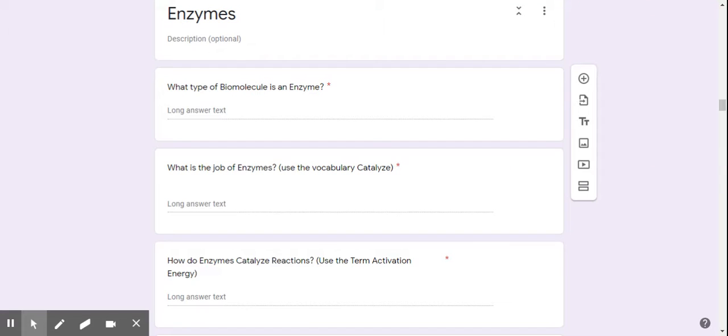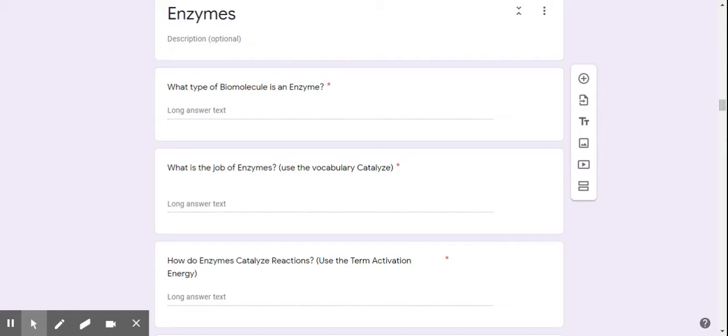Hey guys, so we are going to be going over the enzyme section now, which is really, really good. So let's start off with number one. What type of biomolecule is an enzyme? Now, enzymes are a specific type of biomolecule. We only had four: carbohydrates, lipids, proteins, and nucleic acids. Enzymes fall into the category of proteins.